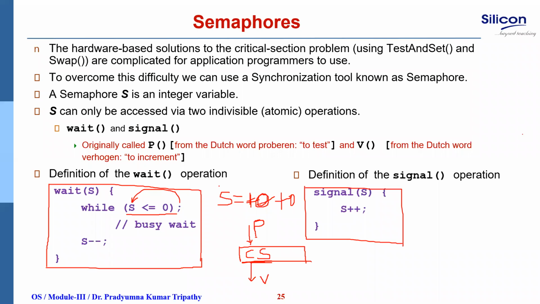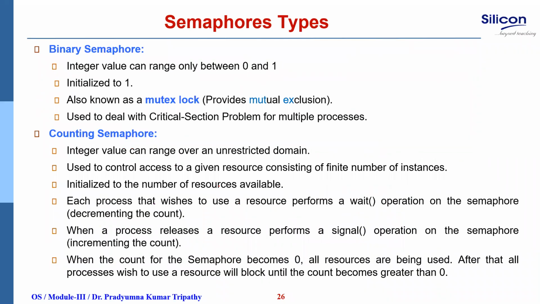I hope this slide is understood now. Okay, so there are actually two different types of semaphores. The integer variable that we take, there are two types of semaphore. One is called the binary semaphore, whereas the other one is called the counting semaphore.